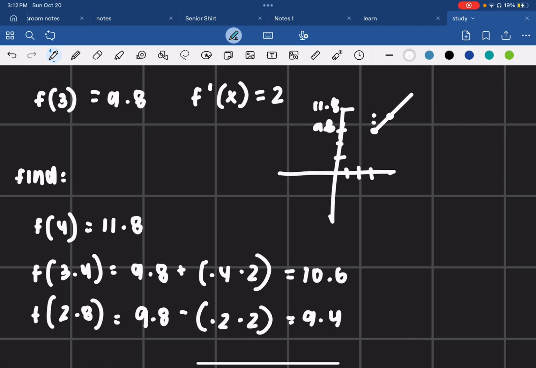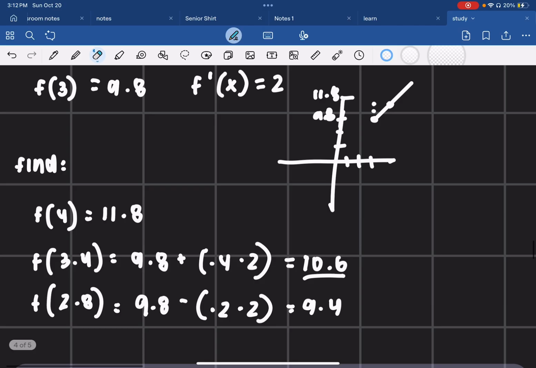We already know that f of 3 is 9.8. And then we're going to add that to 0.4 times your slope, because that is how much y value it is going to cover when the x value moves 0.4. So all I did was 9.8 plus 0.4 times 2, which is the slope. And when you add that together, you get 10.6.